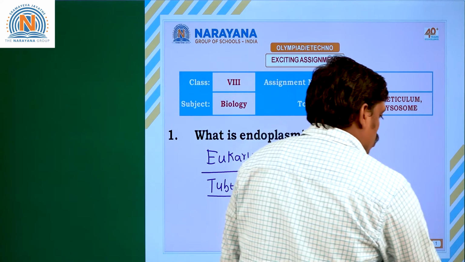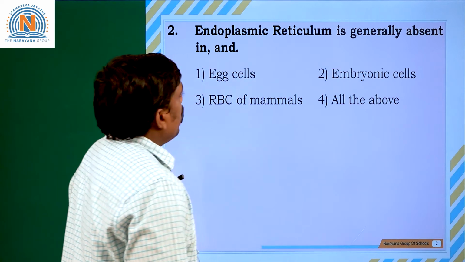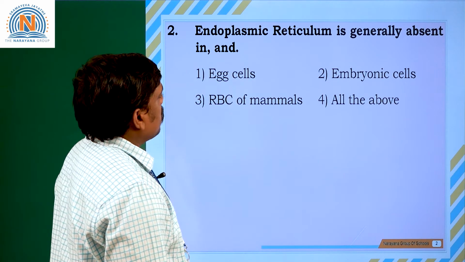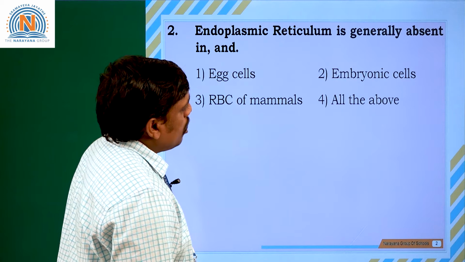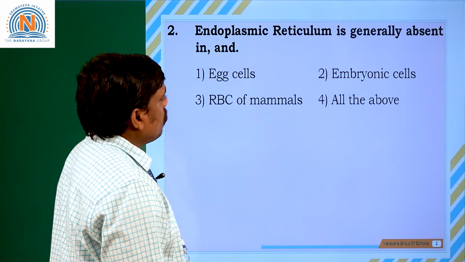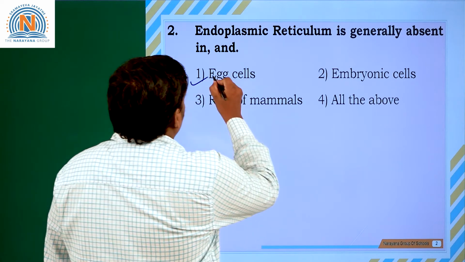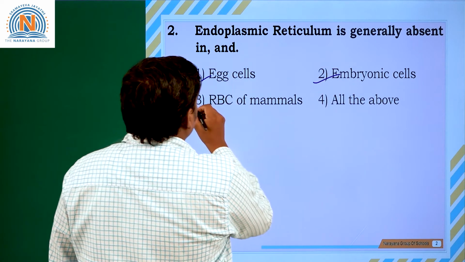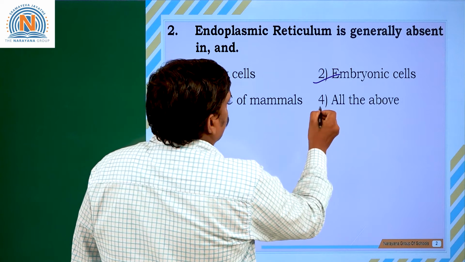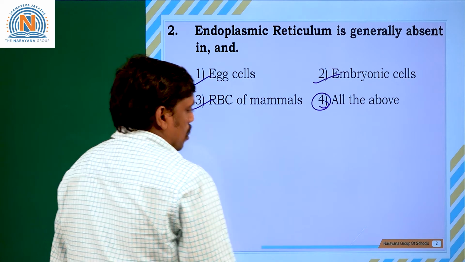Going for next question, students. Endoplasmic reticulum is generally absent in egg cells, embryonic cells, RBC of mammals, all of the above. So in egg cells it is absent, in embryonic cells it is absent, in RBC it is absent. Option 4 is the correct answer.